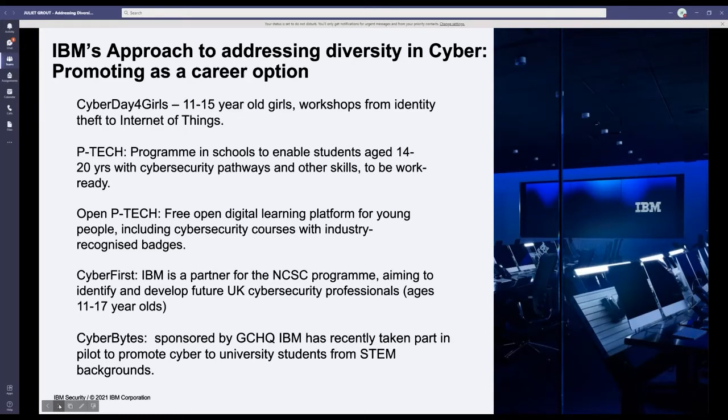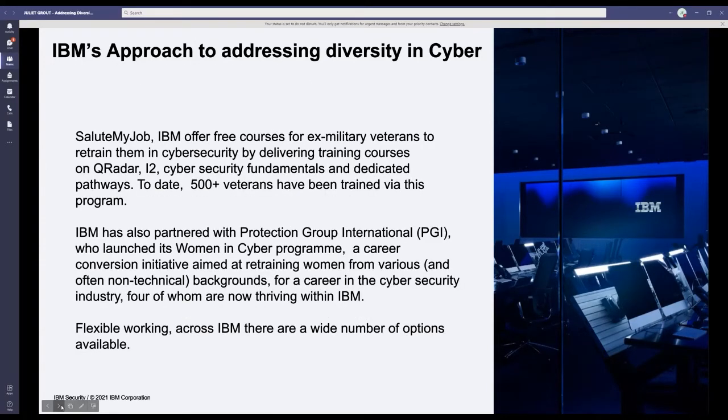And the last thing I wanted to mention is a program called Cyber Bites. This is sponsored by GCHQ, and it goes into universities for students from a STEM background and pitches to them what a career in cyber might look like, talking about the transferable skills I mentioned at the beginning that people have and can use to move into a career in cyber. I've recently been mentoring somebody who's joined the IBM graduate program with a degree in chemistry. So you can really see that this works very well. Okay, if you want to move on to the last slide.